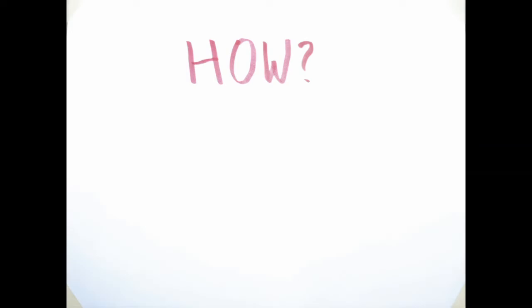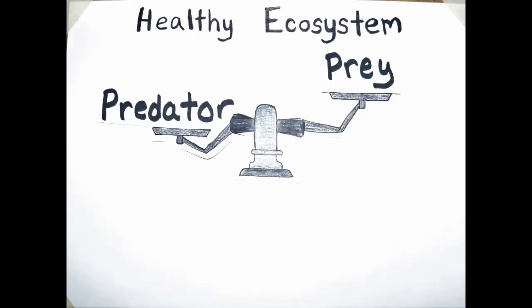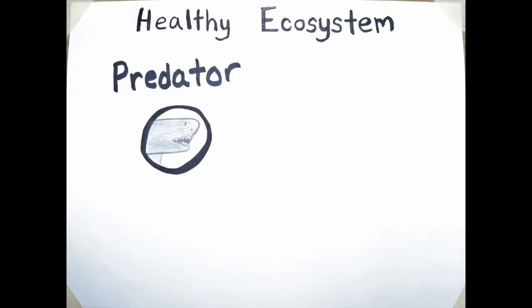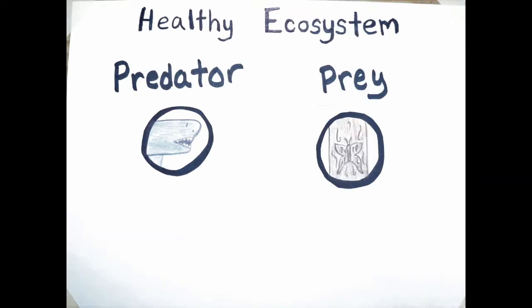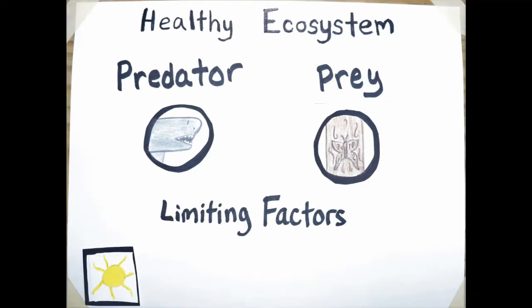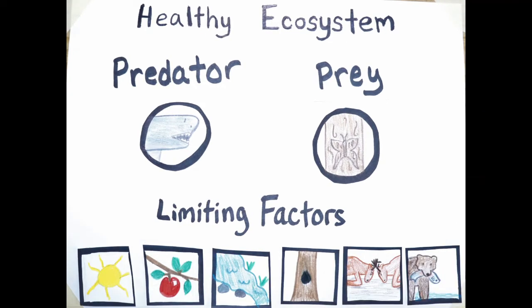To understand how an invasive species is harmful, let's take a look at a healthy ecosystem. In a healthy ecosystem, all the native species have evolved in the same area, finding a natural balance of the predator-prey food chain. Predators have adaptations to help them hunt prey, and prey have adaptations that help them hide from predators. In a balanced ecosystem, no one species has dominance because there are limiting factors keeping populations in check. Limiting factors can be the climate, food and water availability, shelter, competition, and predators.